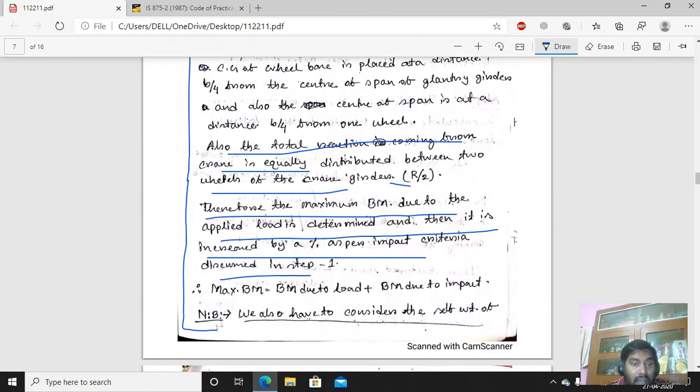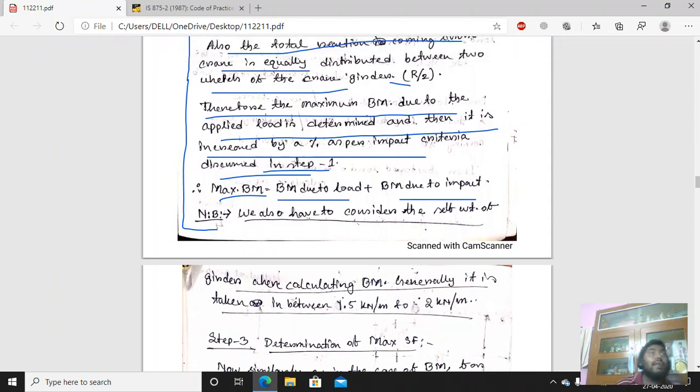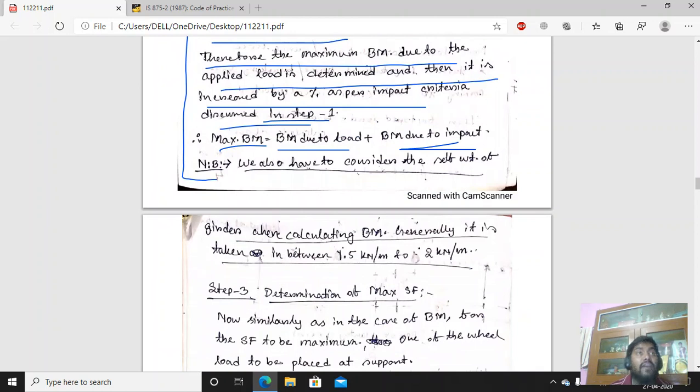So the percentage is taken as per the impact criteria, as step 1. Now the maximum bending moment that will be acting is the bending moment due to the load plus the bending moment due to the impact. So the bending moment due to the load that I have calculated from here, plus the bending moment due to the impact effect, a certain percentage, 5 or 10% more of the total bending moment. You have to sum all that and apply it as the bending moment.